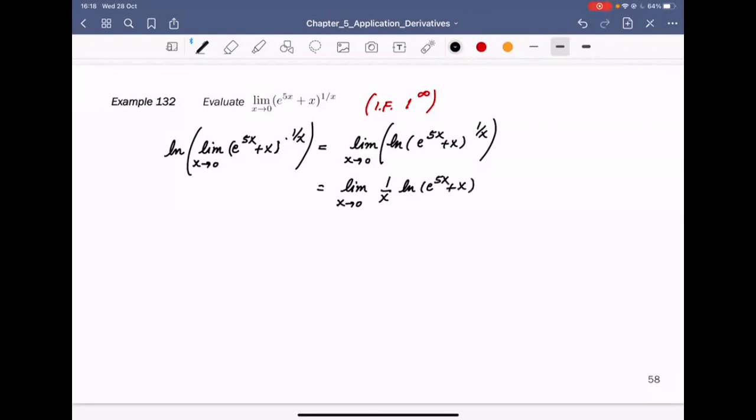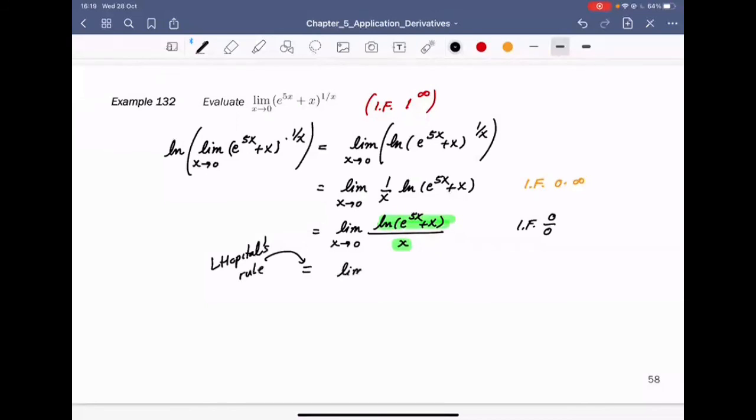Once you take 1 over x down, it's going to come back to the indeterminate form 0 times infinity for sure. To make it easier, I'm going to do the limit as x goes to 0 of log of e to the 5x plus x, over x. On the numerator, this goes to 0, because you're going to get log 1, which is 0. Here you're going to get 0 as well. So you have the indeterminate form 0 over 0. Now, hey, L'Hopital, help me.